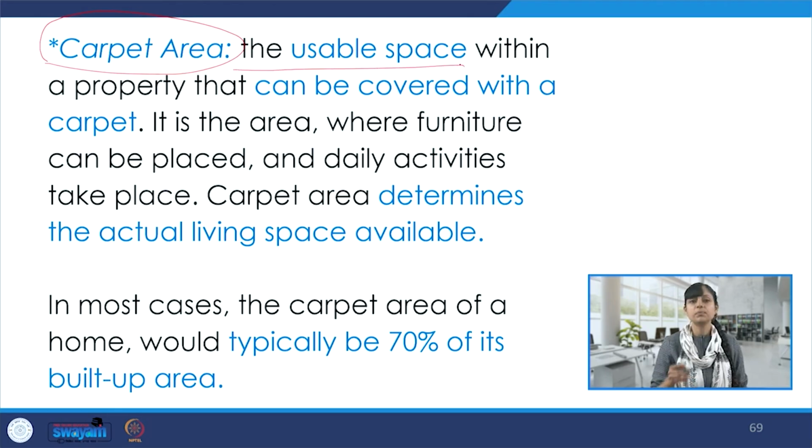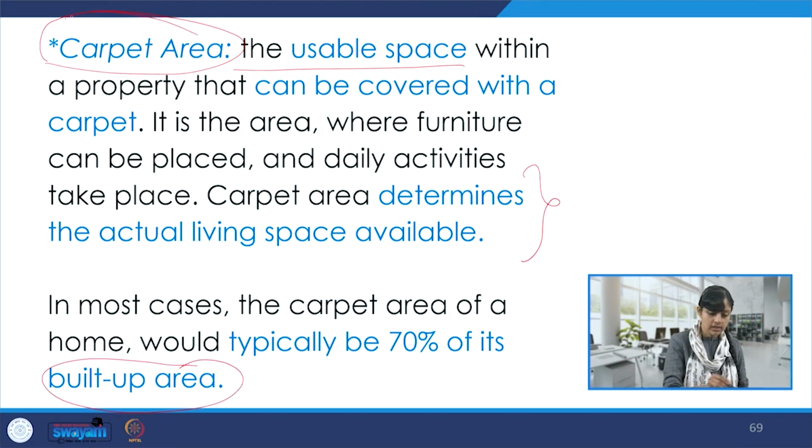The usable space within a property that can be covered with a carpet, this is to put it in a very simplistic way. So, it is the area where furniture can be placed and daily activities take place. Carpet area determines the actual living space available. In most cases, the carpet area of a home would typically be 70% of its built up area. So, it's important to understand these two terms.